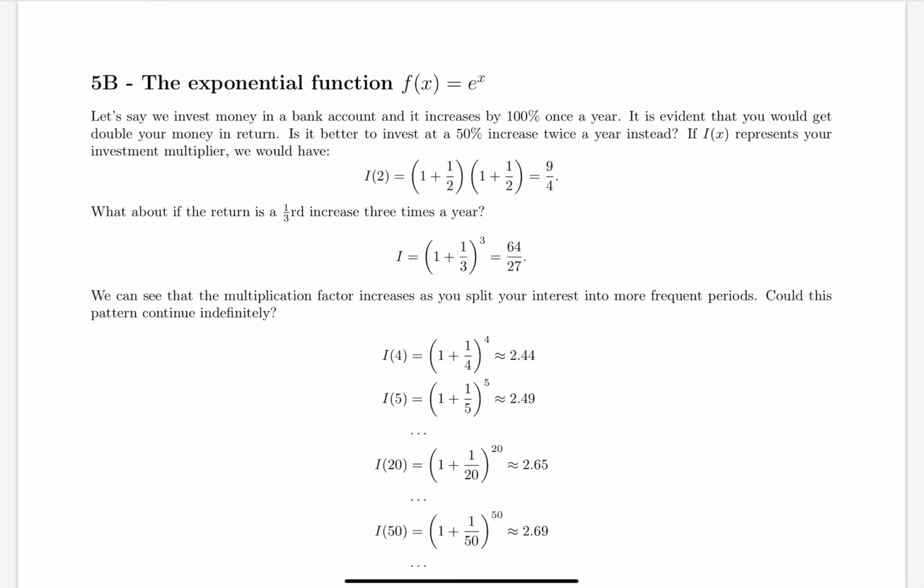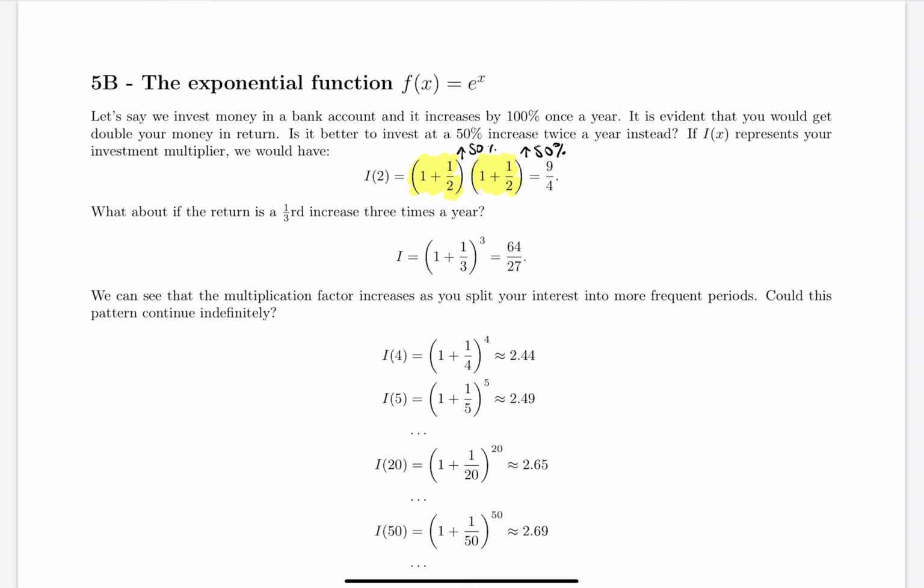So let's just make this clear. This over here is an increase of 50%. Yep, and this over here is another increase of 50%, okay? So as you can see, you multiply these two things together, it's 3 on 2 times 3 on 2, which is 9 on 4, which is bigger than 2, yeah? Because our investment multiplier when we did 100% once a year was 2.